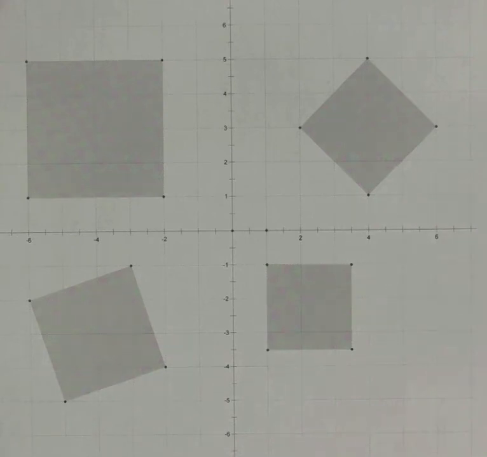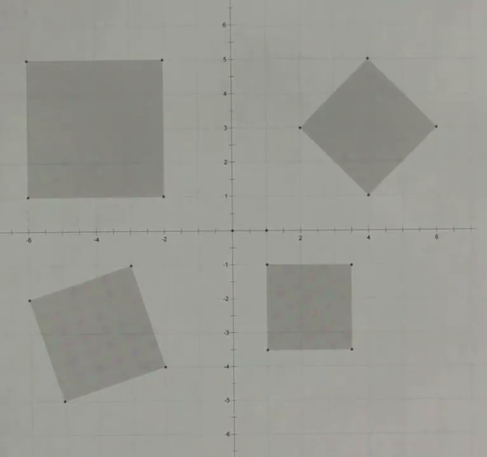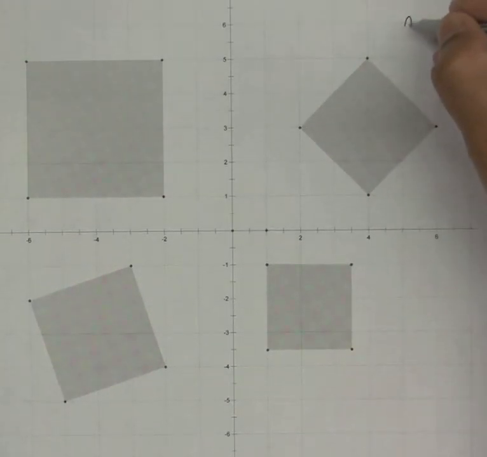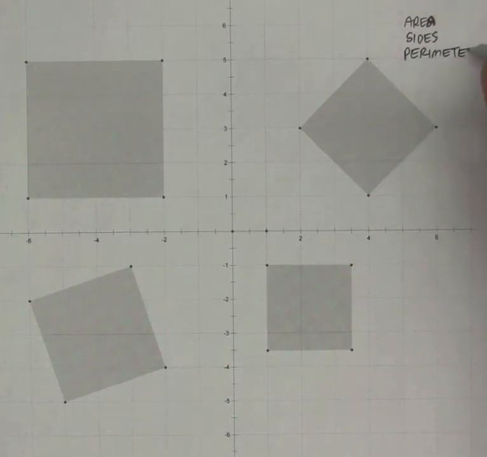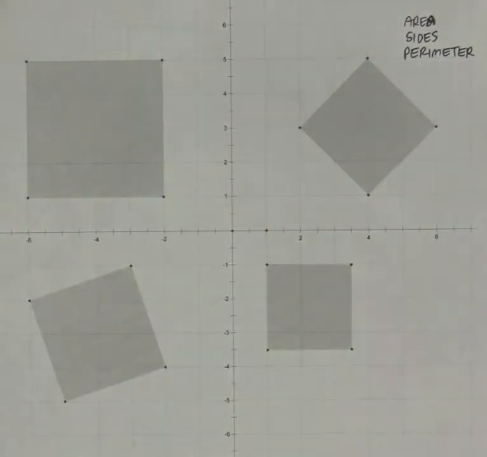In this activity, we are asked to draw some squares in the XY plane and then to find the area, the size of the sides, and the perimeter. So once we have the squares on the XY plane, we can start working on this.